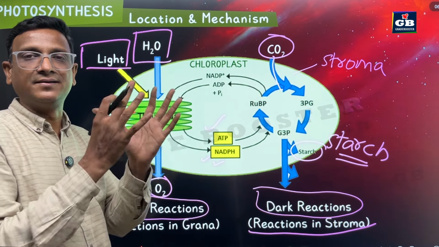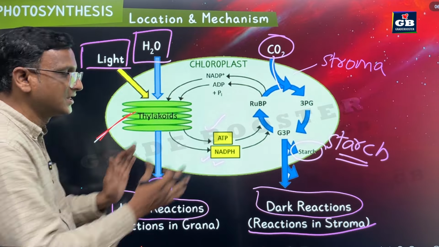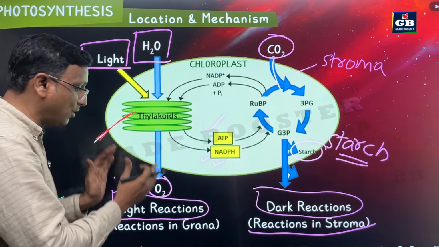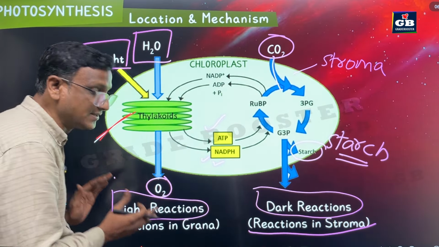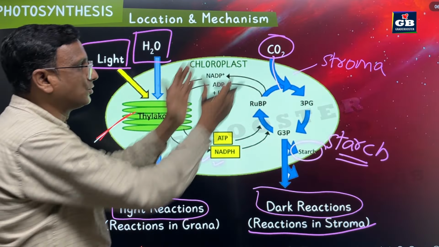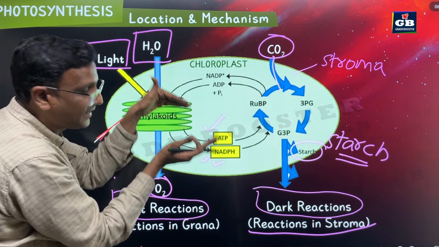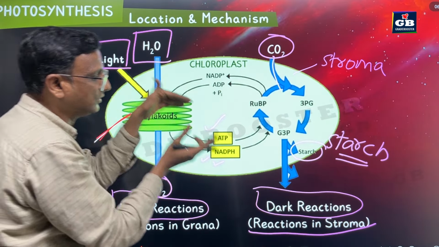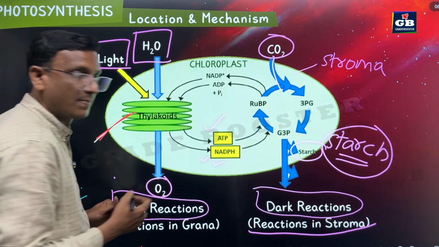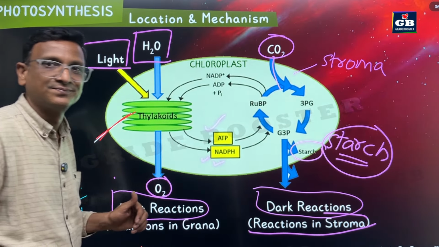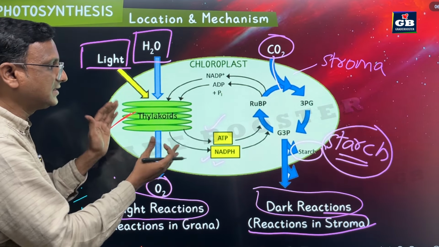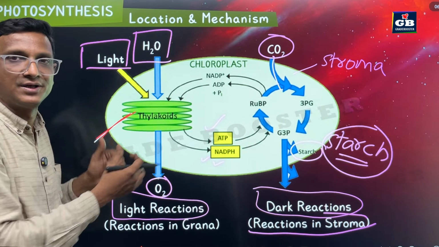So we can divide the reactions of photosynthesis into light reactions and dark reactions. In light reactions, light is converted to ATP and NADPH and oxygen is produced. Light reactions take place in the grana, and in dark reactions, the carbon dioxide is fixed to starch. The carbon dioxide utilizes the ATP and NADPH produced in the light reaction. So these two are used here and starch, the final product, is produced, and these reactions take place in the stroma. Before this, we studied the photosynthesis mechanism in 3 simple steps. This is a little bit elaborated explanation.